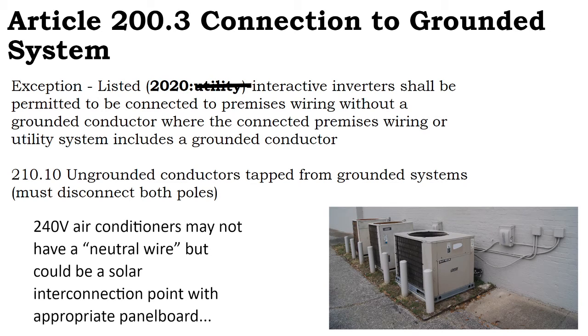So it says listed inverters shall not be connected to premise wiring without a grounded conductor, or shall be permitted without a grounded conductor where the premise wiring includes a grounded conductor or utility system. It includes a grounded conductor.